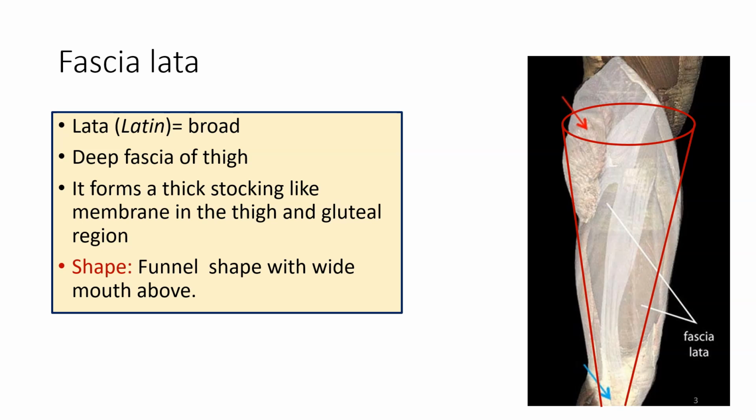In this picture, you can see the fascia lata or the deep fascia of thigh in relation with the thigh on its lateral aspect. So it is extending onto the front and onto the back of the thigh, and it extends from the hip to the knee.